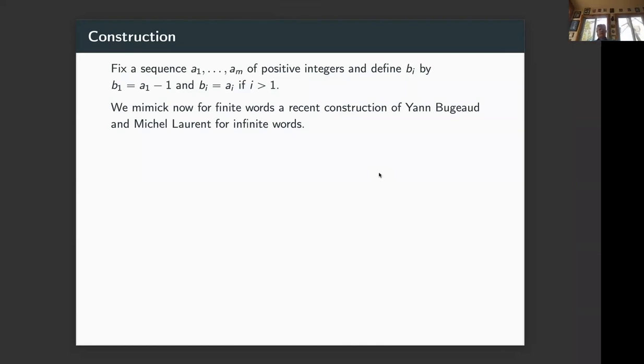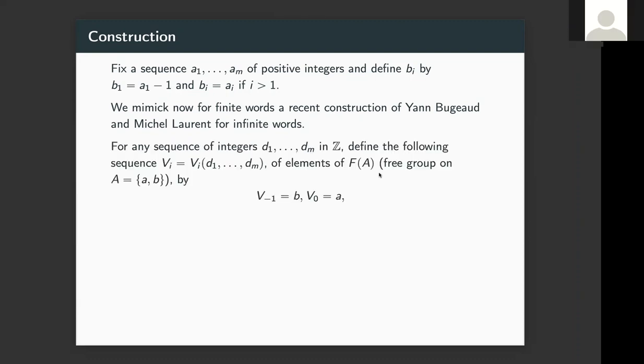Now, we mimic for finite words a recent construction of Yann Bugeaud together with Michel Laurent for infinite words. It goes like this. For the whole talk, the sequences Ai and Bi are fixed. But now we consider another sequence of integers, which could be negative, in Z. We define a sequence of words, Vi, which depend on this sequence Di, and it is defined recursively as follows.